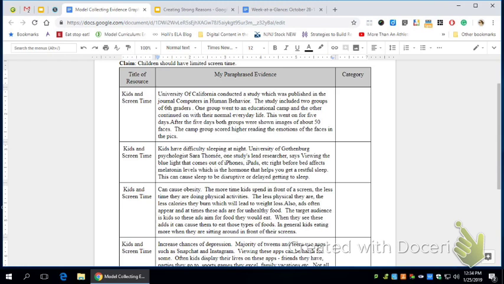One group went to an educational camp, and the other continued on with their normal everyday life. This went on for 5 days. After the 5 days, both groups were shown images of about 50 faces. The camp group scored higher reading the emotions of the faces and the pictures than the other group.